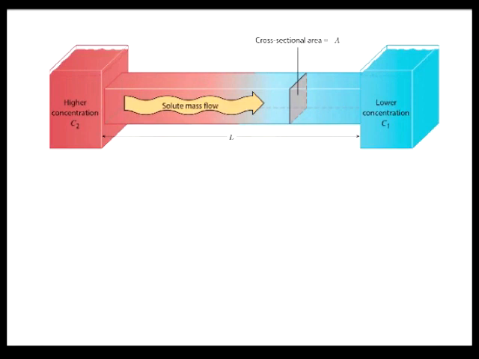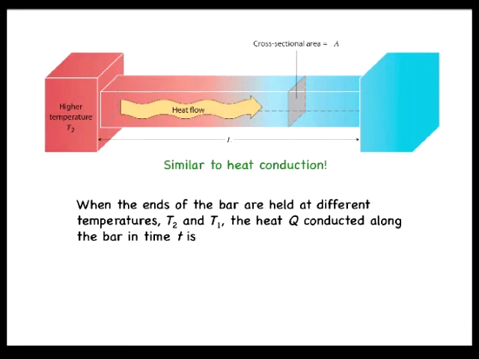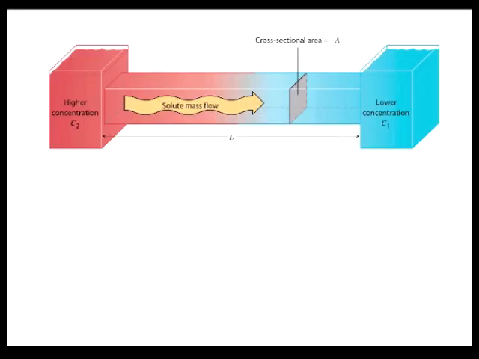This behavior has much in common with the conduction of heat along a bar. When the ends of the bar are maintained at different temperatures, T2 and T1, the heat Q conducted along the bar in a time t is given by Q equals K A delta T times t divided by L, where delta T equals T2 minus T1 and K is the thermal conductivity. Whereas conduction is the flow of heat from a region of higher temperature to a region of lower temperature, diffusion is the mass flow of solute from a region of higher concentration to a region of lower concentration.